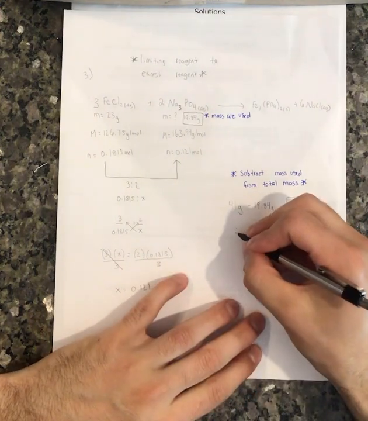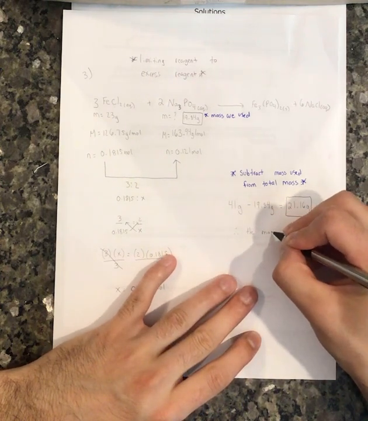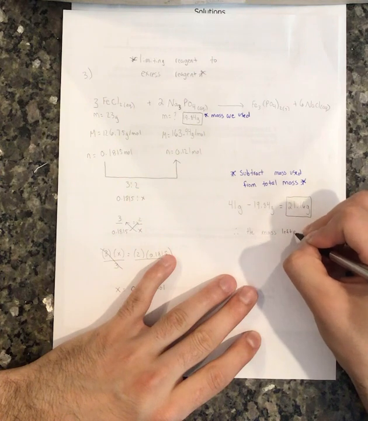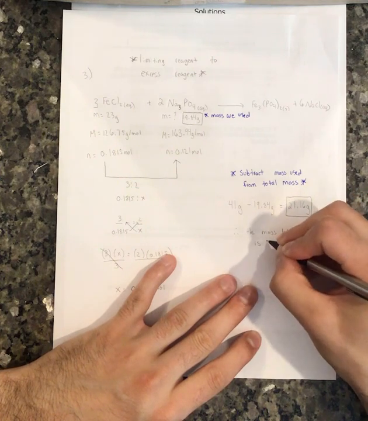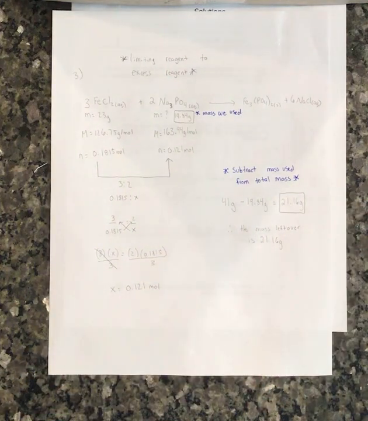So therefore, the mass left over is 21.16 grams. Or you could say that the excess reagent that we have left over is 21.16. However you word it is fine, as long as what you're saying means this here.